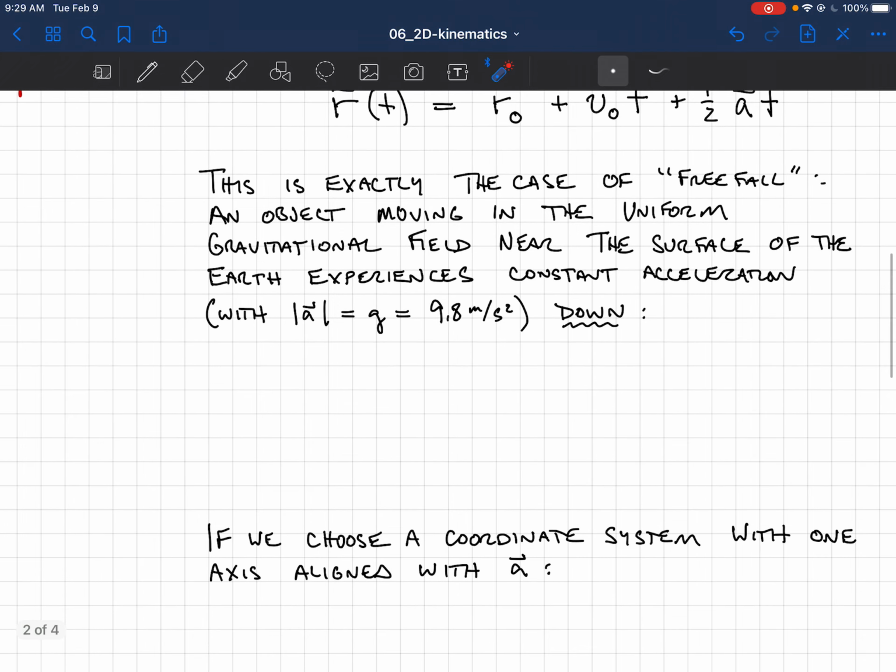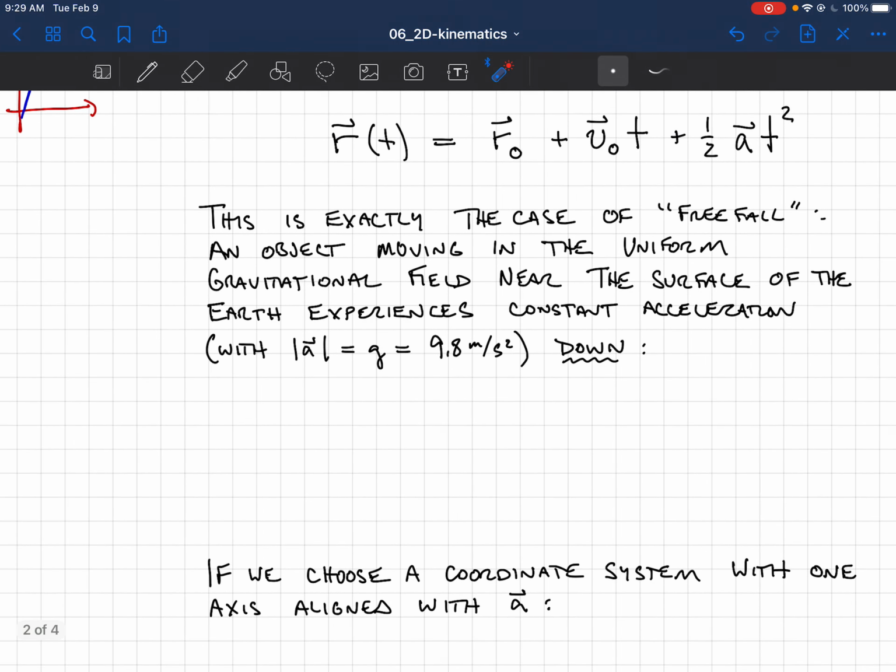And this is exactly what one would need for the case of so-called free fall, meaning the motion of objects near the surface of the Earth where we have a constant gravitational field, meaning that all objects have an acceleration that points downward with magnitude g, 9.8 meters per second squared. So let's just draw a little picture of that.